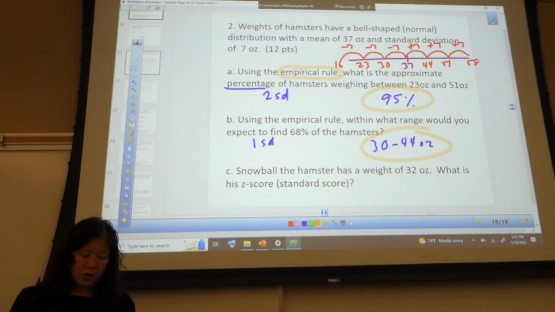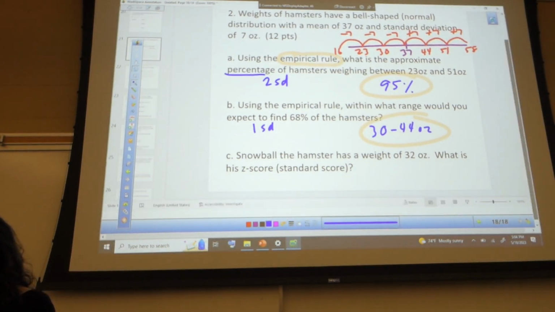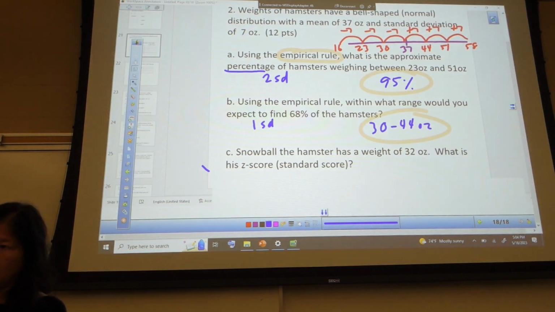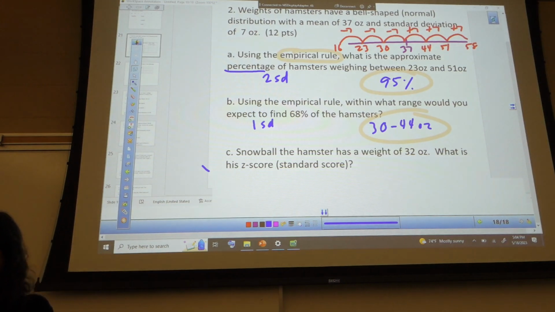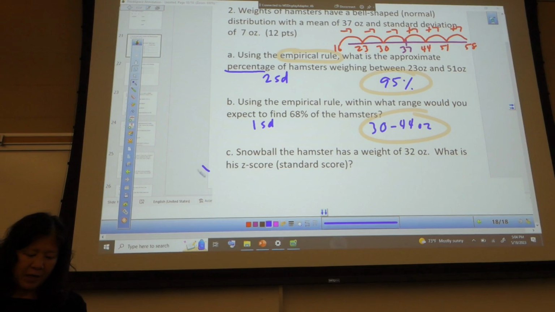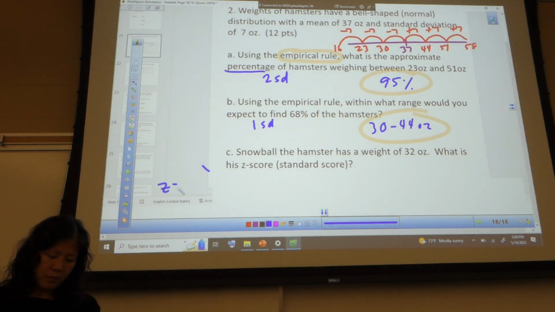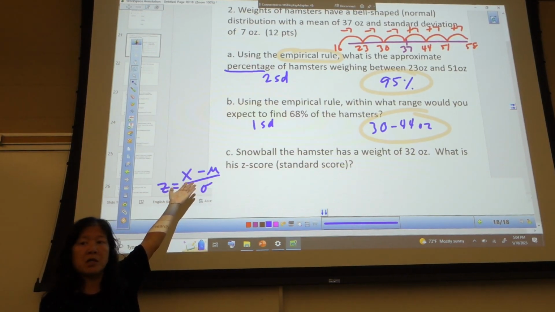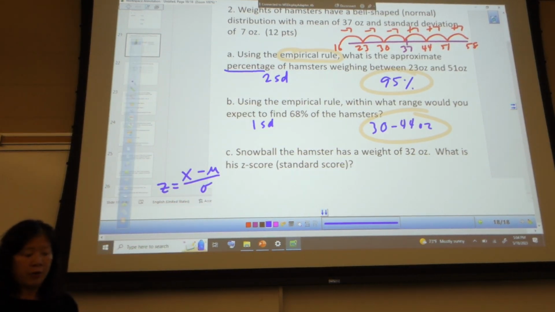And the last one, Snowball the hamster. Find his z-score. A z-score represents the number of standard deviations a value is away from the mean. So how do you find a z-score? It's x minus the mean, divided by the standard deviation. That way, if it's above the mean, it's positive. If it's below the mean, it's negative, which is how it should work, right?